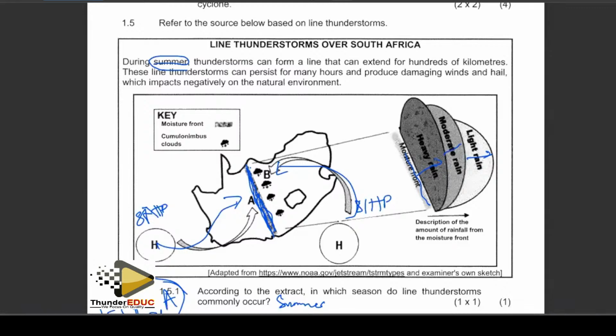The question requires us to give a justification as to why there's heavy rainfall closer to the moisture front. Right. I'll try to explain this by means of a simple illustration so that it becomes clear why there is heavy rainfall just immediately to the east of the moisture front. What will happen when those two air masses meet?